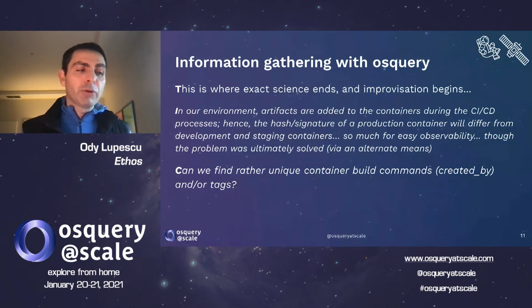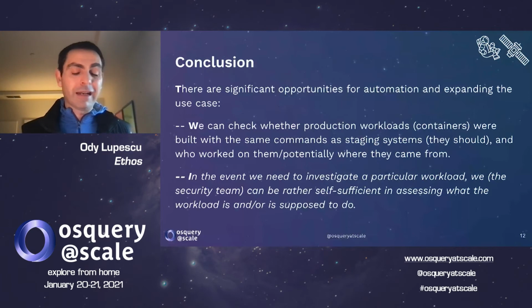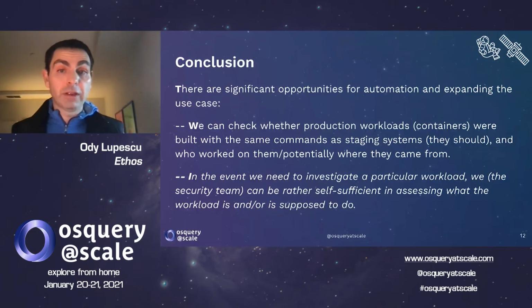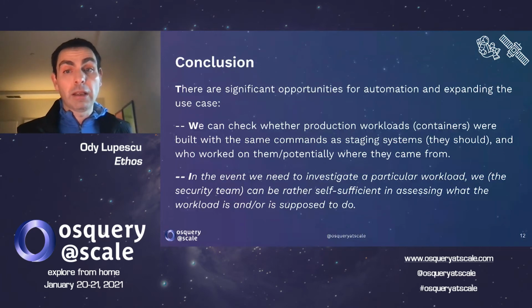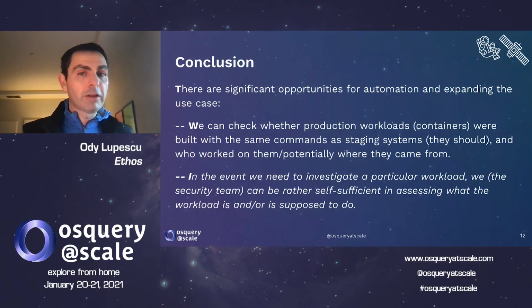The opportunities for improvement are significant in the sense that I can automate. I can basically have a query that tells me every time there's a new production workload, I can go look and see, well, these were the commands used to build it. Do I have the same thing in the staging environment? Because technically I should. If you came to production, you should have gone through some testing in the staging environment. So I should see the same thing in the staging environment.